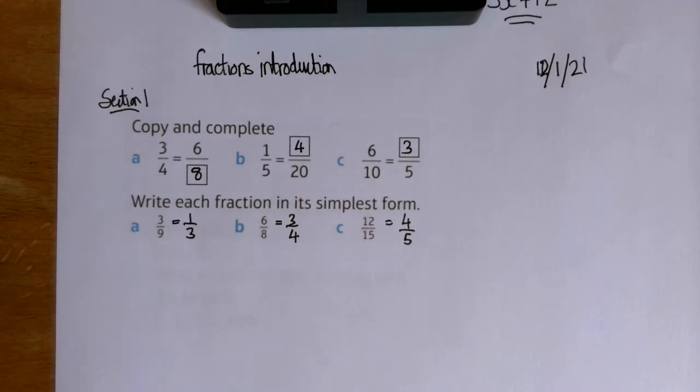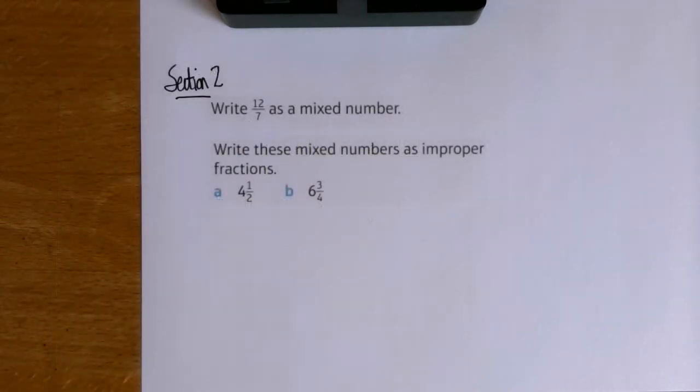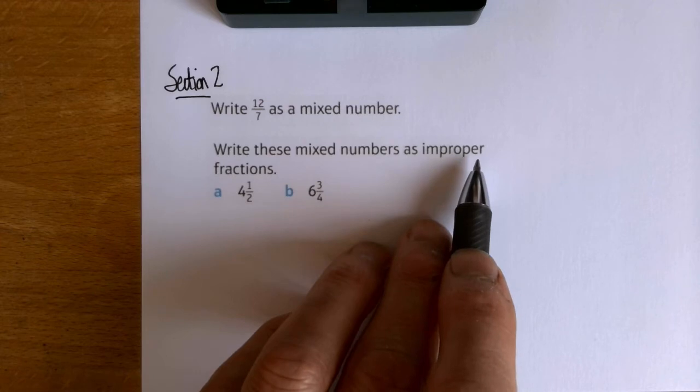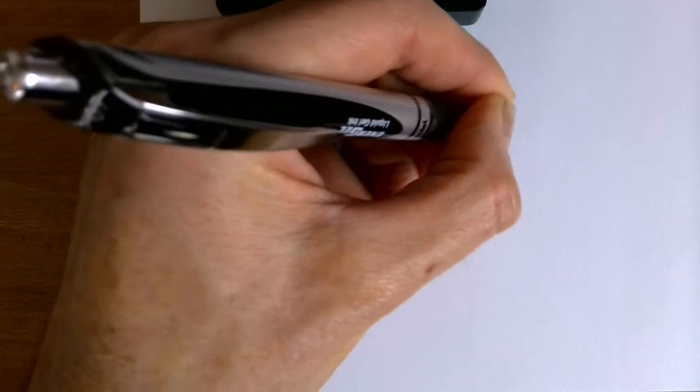Okay, that was section 1. Hopefully we're okay so far. Okay, here's section 2. Section 2 is about mixed numbers and top-heavy fractions, although sometimes they're referred to with a really pompous name, improper fractions, but I always think of them as top-heavy.